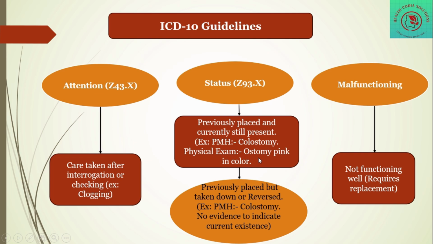Now let's move to the history code, when you should not code this Z93. Say for example, previously it was placed but it was taken down or reversed. The physician has clearly documented that the ostomy reversal was done or the ostomy was taken down, which means it became a history code. For example, PMH, past medical history of colostomy, but presently there is no evidence to indicate the current existence of that ostomy. In this case, we will not be capturing the Z93 series, but in the above case, we will be capturing the Z93.X series.